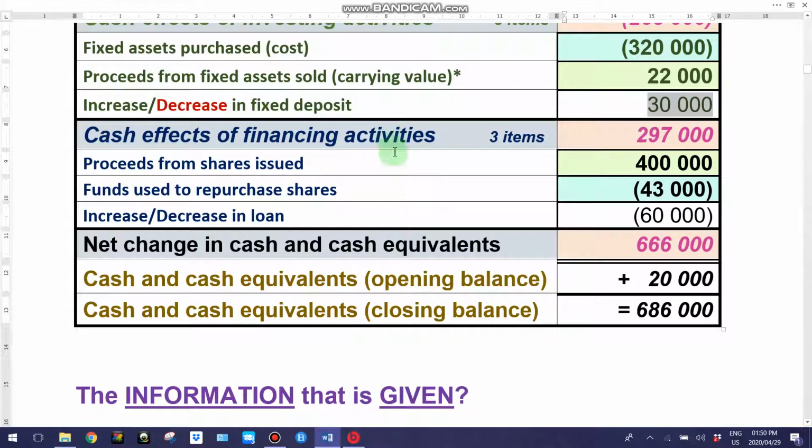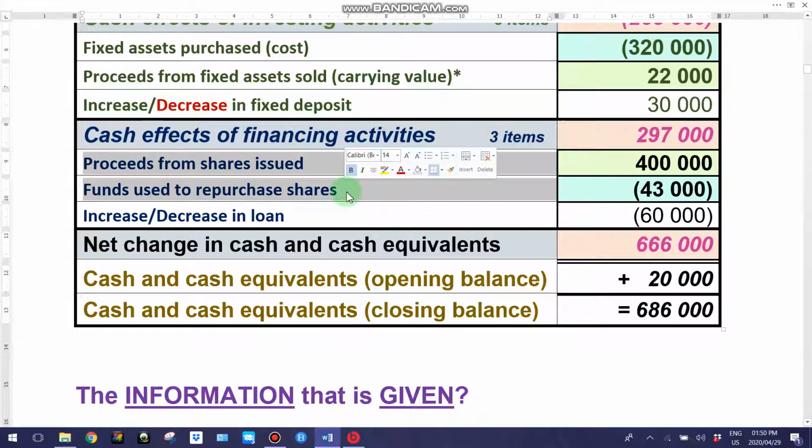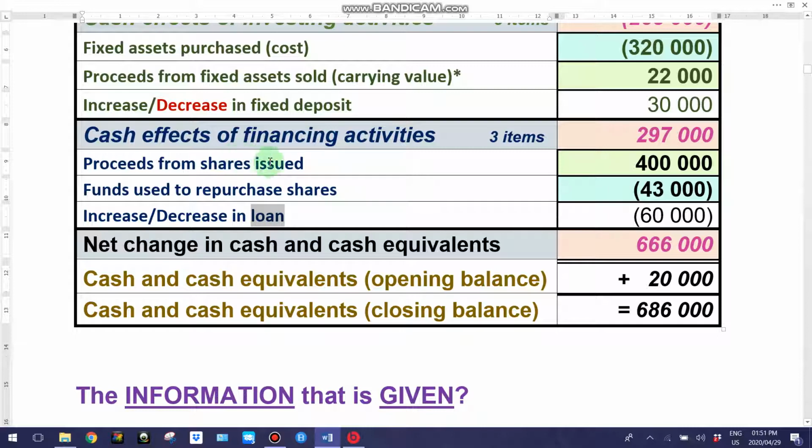And now the last part of the statement, the cash effects of financing activities. Financing activities: where did I get the money from? And over here as well, I'm going to look at only three items. Two of the items relate to the shares, ordinary share capital, and the third one will relate to the loan. Now remember, you must be able to relate all the things that we learned in past topics to this topic here.